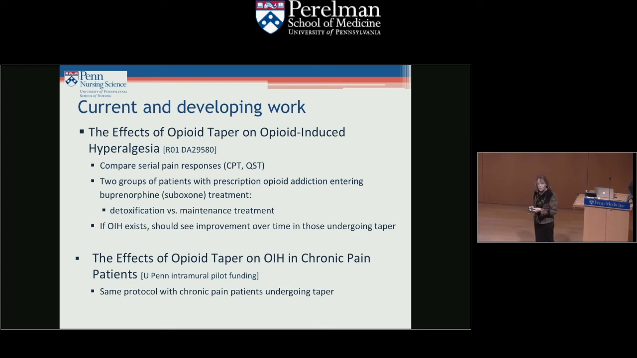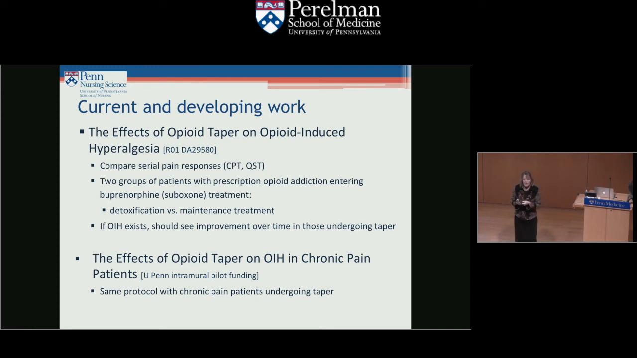If opioid-induced hyperalgesia in fact exists, their pain should improve as we pull the opioids away from them. Even more important clinically, though, we know that we've got lots and lots of chronic pain patients out there who are on opioids. It's been estimated between 5 to 8 million Americans have chronic pain and are taking opioids on a daily basis. We have concerns about that.